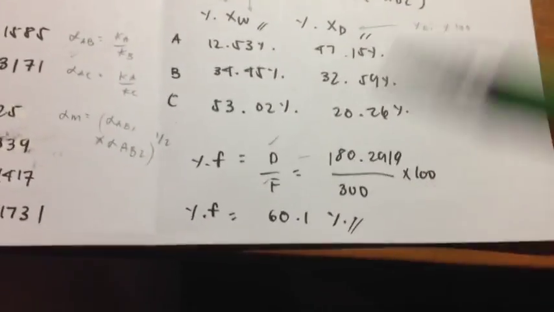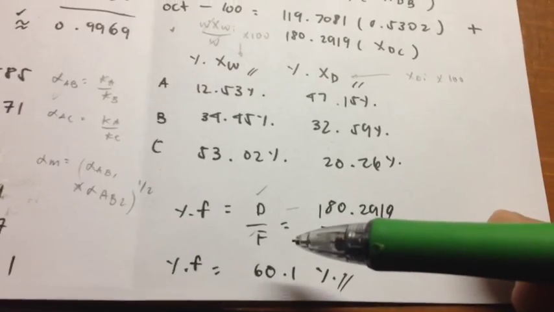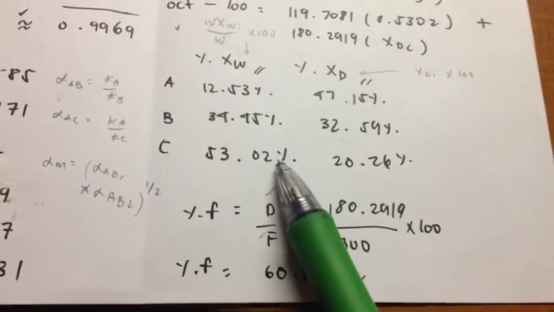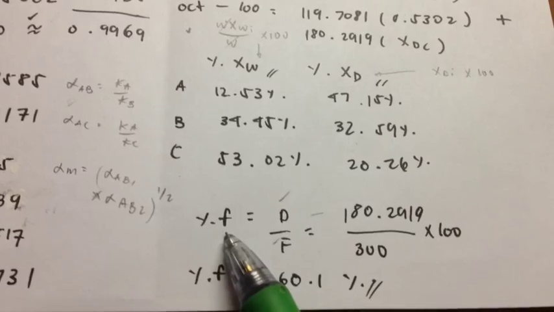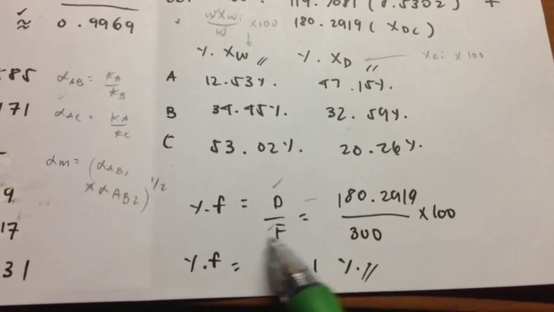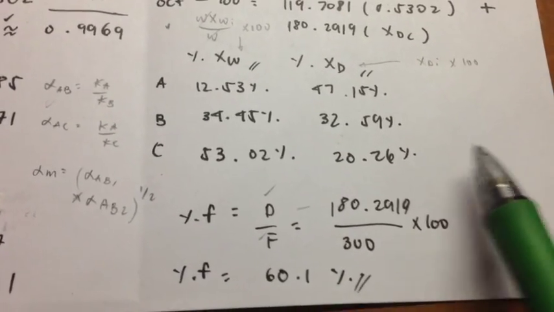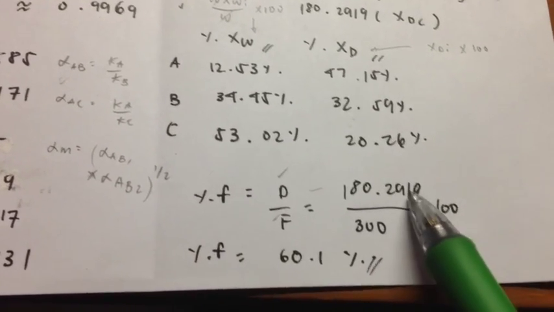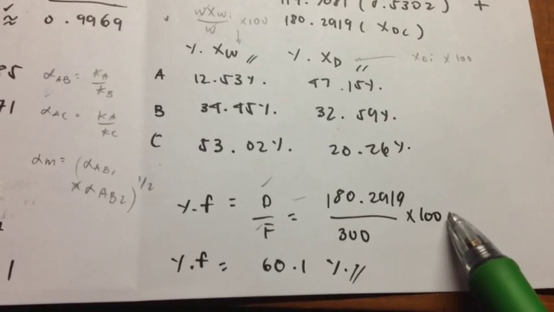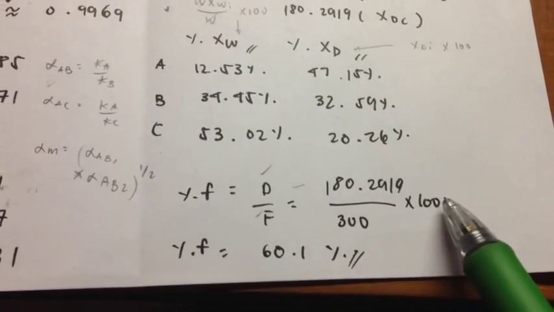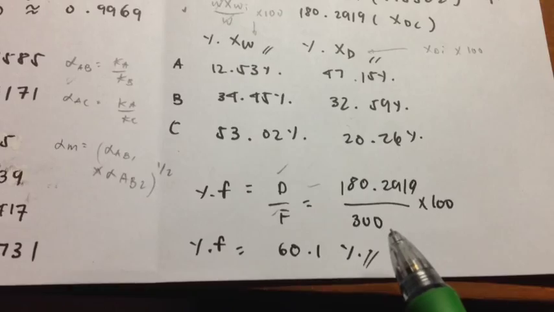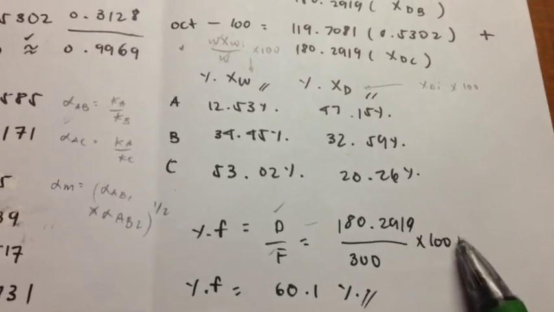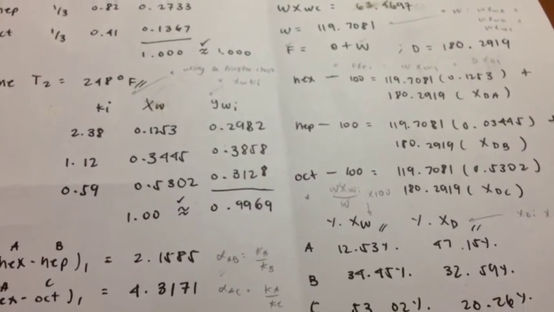For the last requirement, we get the mole percent of the feed distilled. Percent F is equal to D over F. D is 180.2919 and F is 300. We multiply by 100 to get the percentage, which yields a value of 60.1%. So that is how you solve this problem, OSR number 2. Thank you.